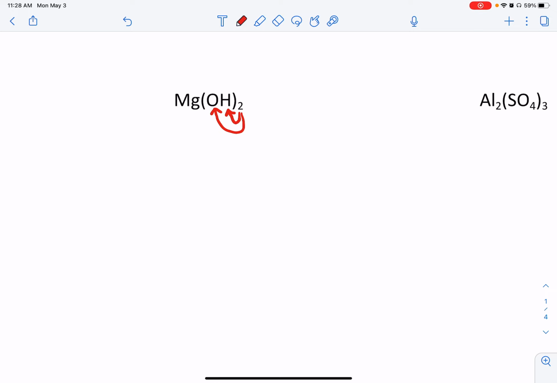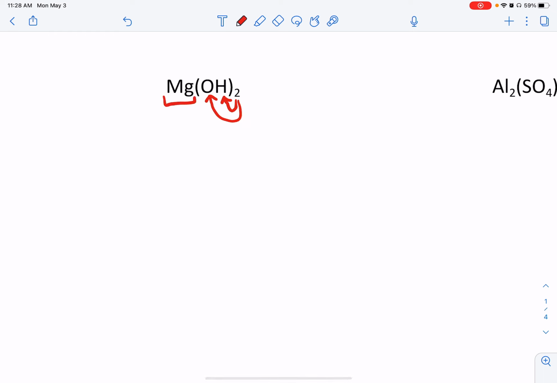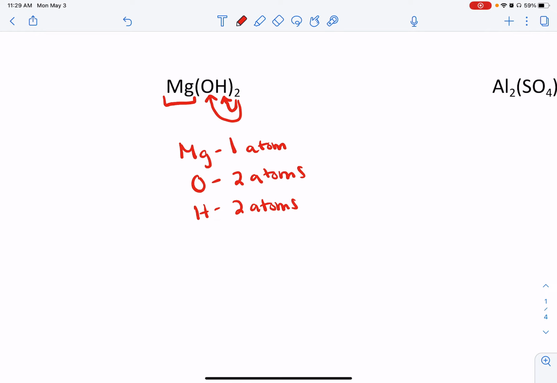So let's look at this piece by piece. Mg, I know, is 1 element, right? That g is not capitalized. So Mg, there's no number, so it's 1 atom. Now, looking at that oxygen, when I distribute that 2 over, we know there's going to be 2 atoms of oxygen, and also for hydrogen, there's going to be 2 atoms. So whenever we have these parentheses, we just have to remember to distribute anything outside the parentheses.